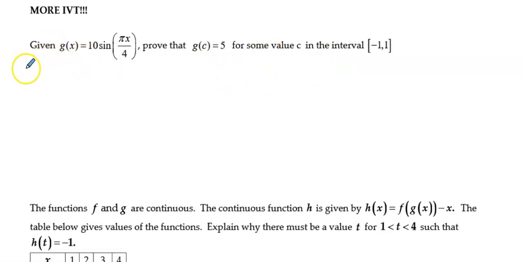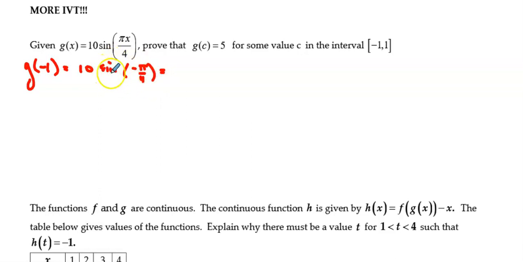So the first thing you always do for IVT, and if students don't really understand what's going on, you still, first of all, just want to plug in and see what's happening at our initial point. Like, where are we on this function when x is -1? So we're going to plug -1 in here, and we're going to get 10 sine of negative pi over 4. Okay, negative pi over 4.